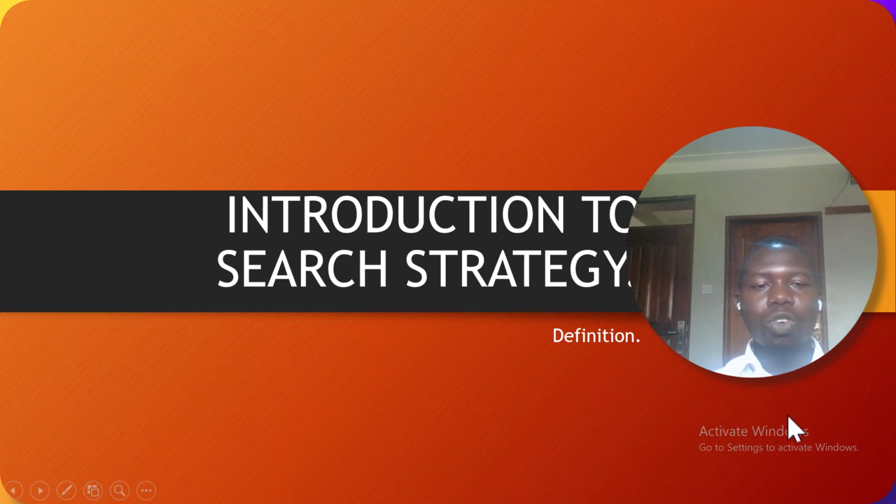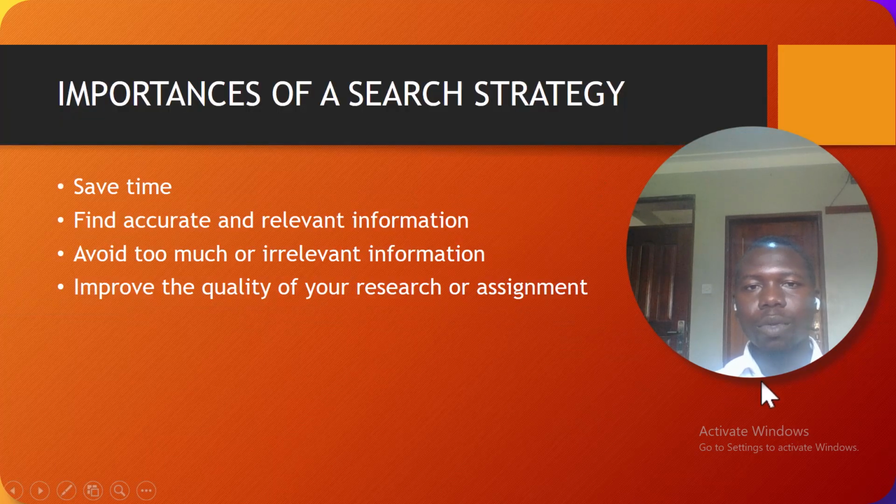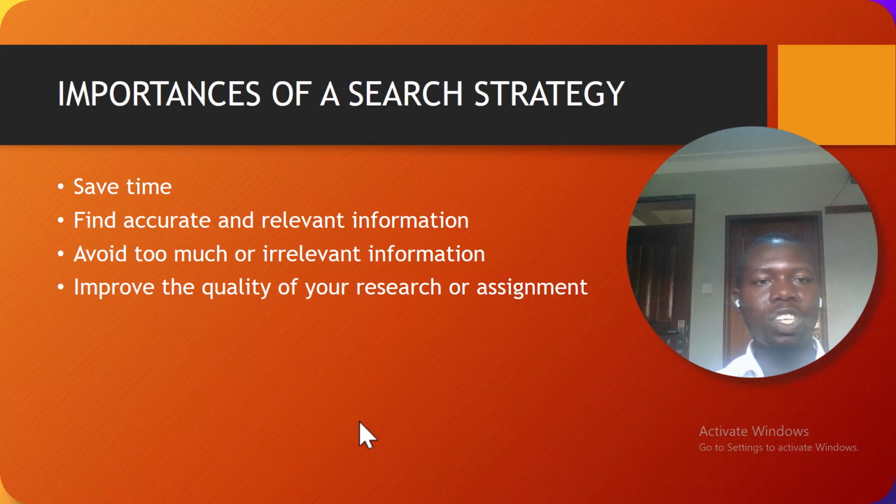So it also involves deciding what information you need, choosing where to search, and using specific techniques to get accurate information. Let's look at the importance of such strategies. One of its importance is it saves time. The second, find accurate and relevant information and avoid too much or irrelevant information. And lastly, such a strategy improves the quality of your research or assignment given. It may be either in school or in other institutions.